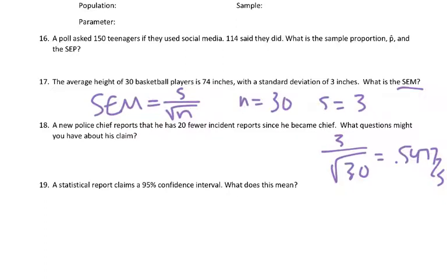But we could round to the nearest hundredth, which we'd round up, and we'd say 0.55 is the SEM. That's the standard error of the mean. So the population mean would fall in from the sample within this interval.